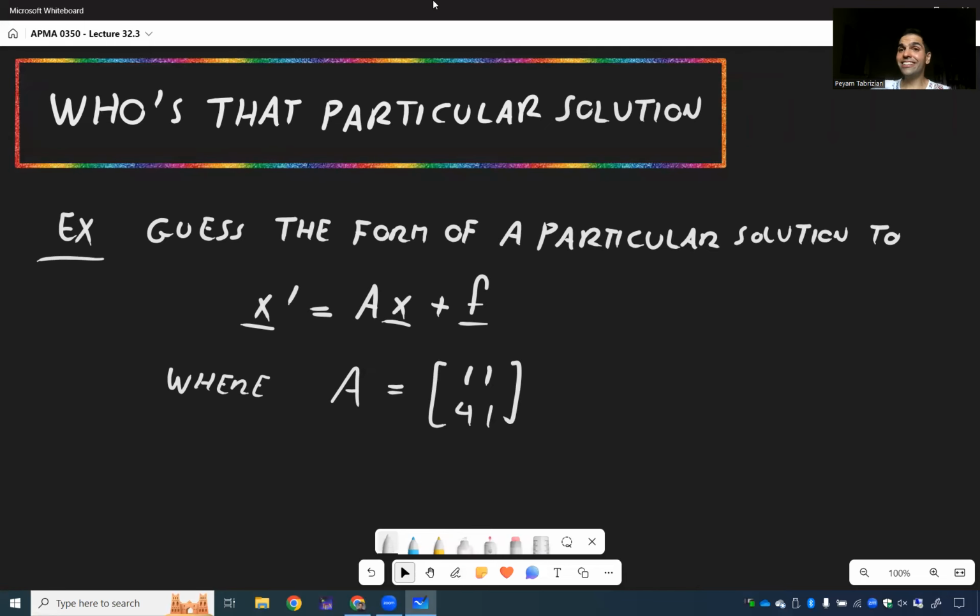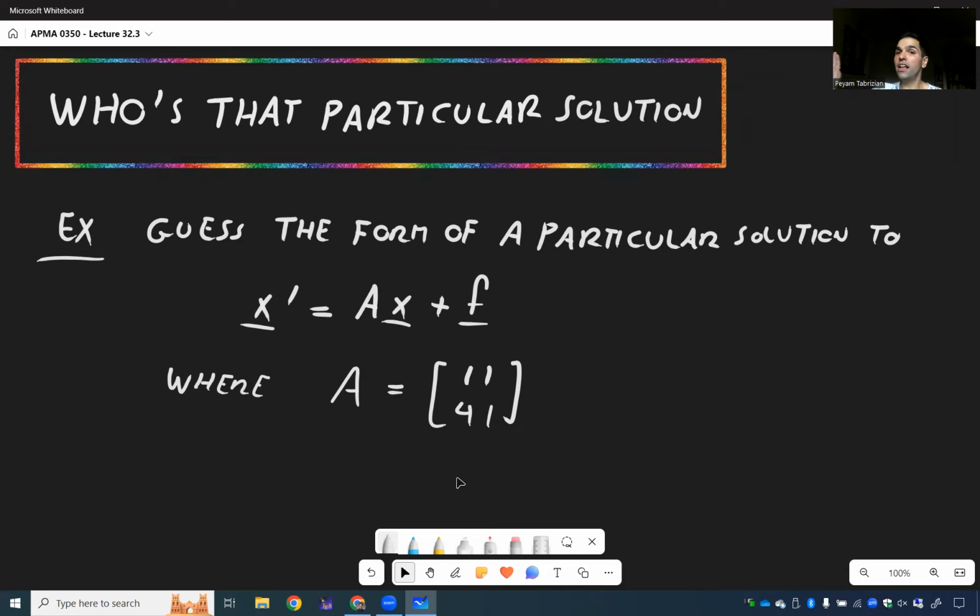All right, it's time to play your favorite game. Who's that particular solution? Woo! This time, systems version. And for this, guess the form of a particular solution to x prime equals Ax plus f, where A is [[1, 1], [4, 1]].